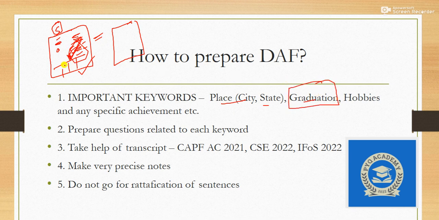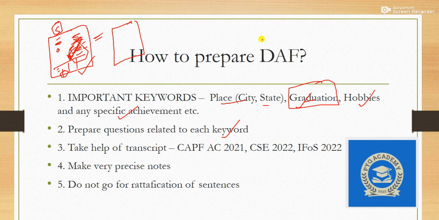In education, they are not going to ask you about 10th and 12th. Mostly they will ask you from your graduation, and they generally ask very simple questions, the minimum basic questions which a person should know if he or she has done a 3 or 4 year graduation degree. Then questions from hobbies and any specific achievement. So all these things you have to prepare. Then, yes, how you can prepare questions.